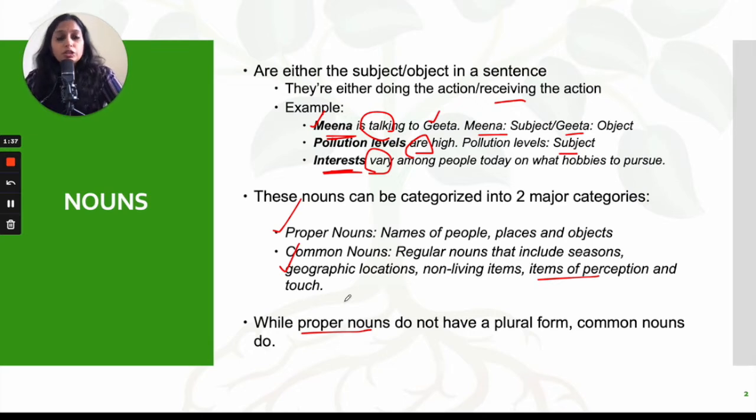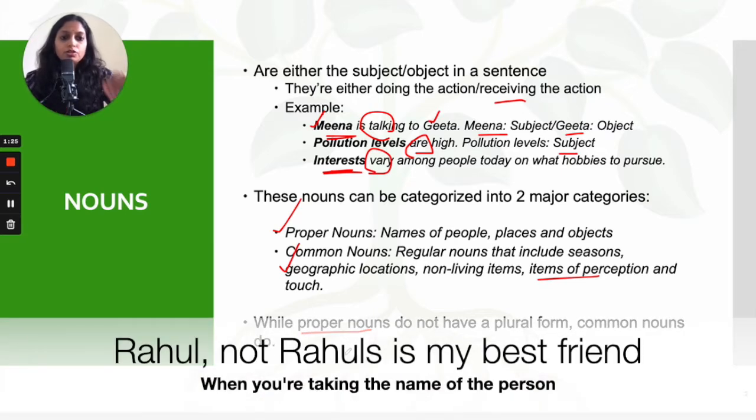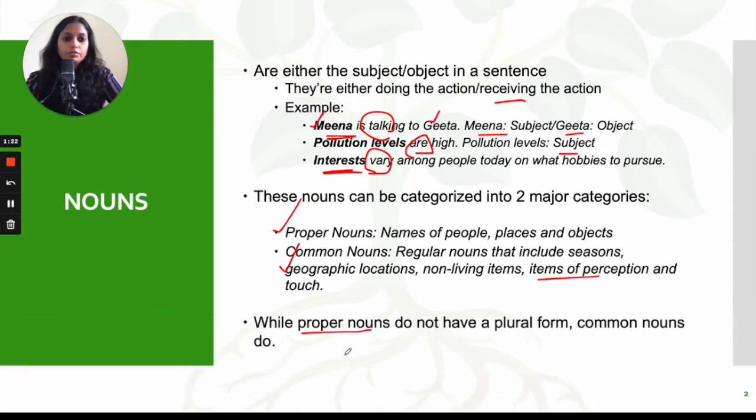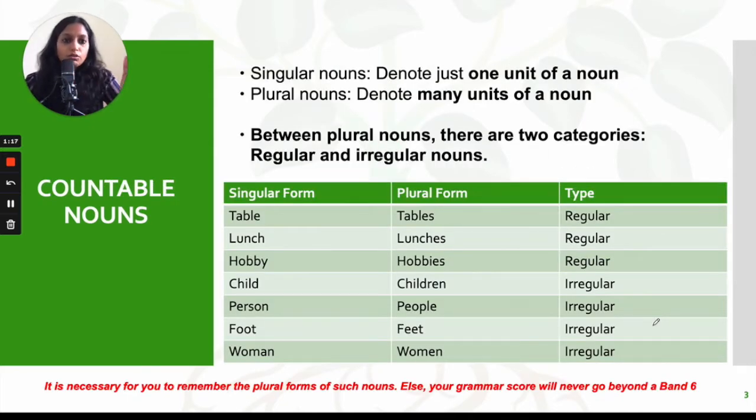Okay, so whenever you speak in your IELTS speaking test, you are taking a friend's name. In that case, you will say, Rahul is my best friend. You will not say Rahuls are my best friend. Okay, so they just exist in the singular form. They don't have a plural form, unlike the common nouns. So let's now understand how plurals are written for these common nouns. Again, I'm just categorizing them into two parts. One that have regular plural forms and the other one that have irregular plural forms.